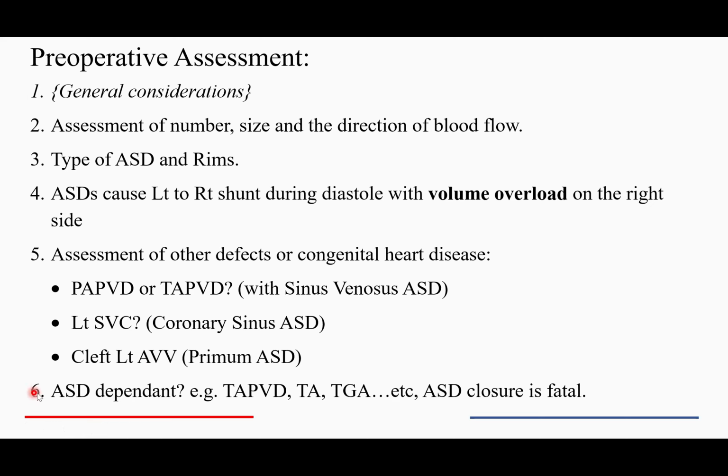It is very important to diagnose whether the patient is ASD dependent, like in cases of total anomalous pulmonary venous drainage, tricuspid atresia, and TGA. In these cases, ASD closure is fatal. And as I said, in total anomalous drainage and tricuspid atresia, the flow across the ASD is right to left. So this is a mistake that shouldn't happen, but should be mentioned.